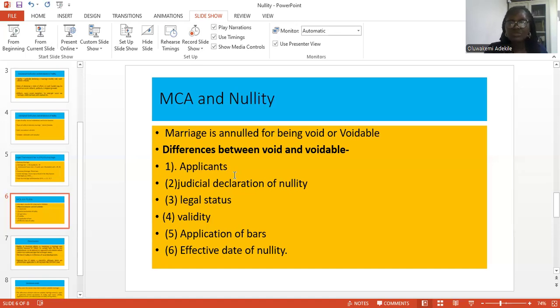Statutory marriage, for instance, is a monogamous marriage. You should not have any other wife. So if a man is already married to Mrs. A and proposes to go and marry Mrs. B, Mrs. A can come and ask for a declaration that that marriage be annulled. So anybody can apply to nullify a void marriage.